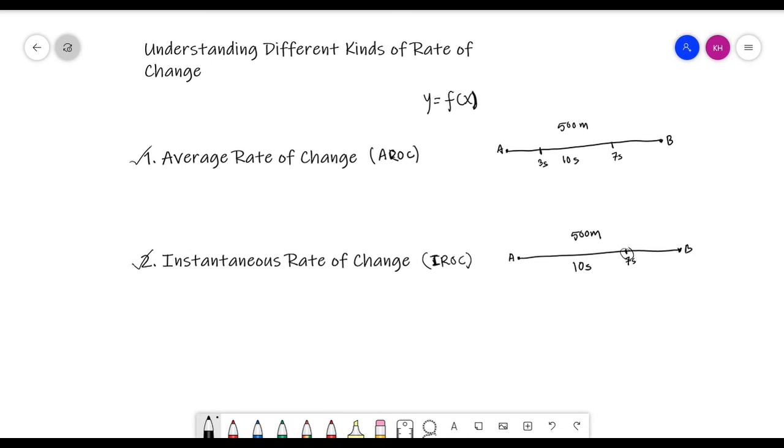And this is the basic difference between average rate of change and instantaneous rate of change. So average rate of change is the rate of change over an interval of time, and instantaneous rate of change is the rate of change at one specific instant.